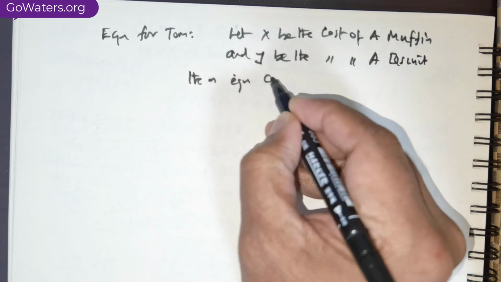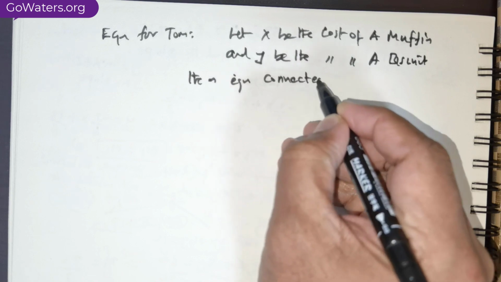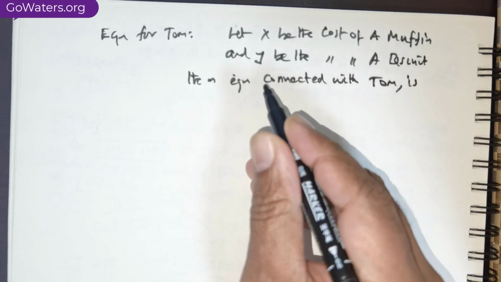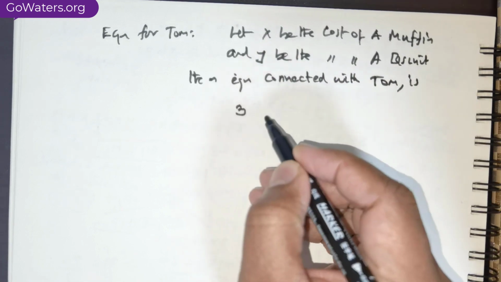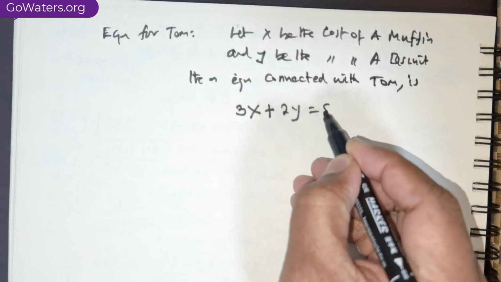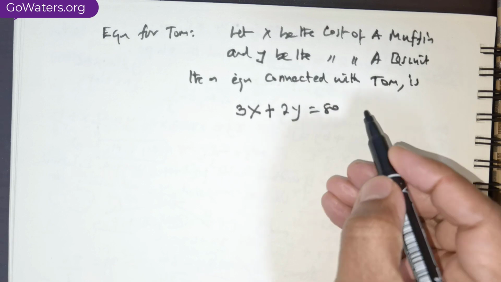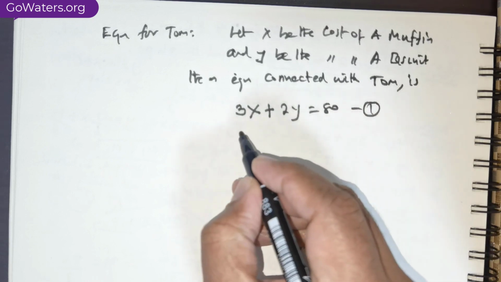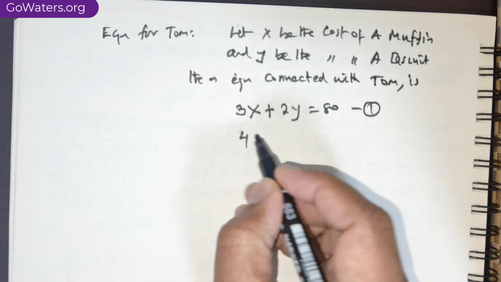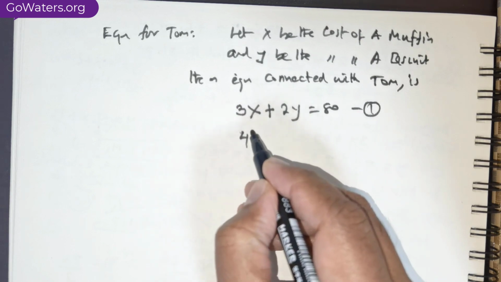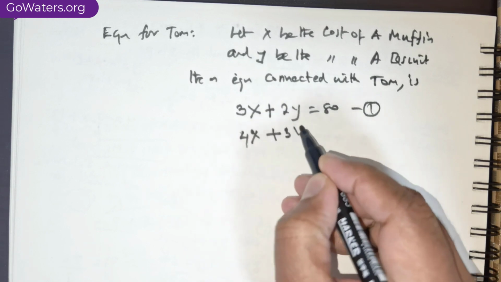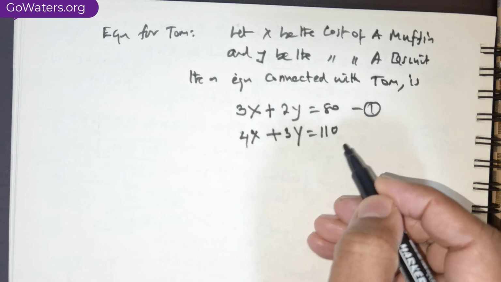The equation connected with Tom is, he buys 3 muffins, 3 times x, and 2 biscuits with his 80 rupees. So I take this as 1. Now Melody buys 4 biscuits. So this is the equation for Melody: 4 muffins and 3 biscuits with her 110 rupees, right?